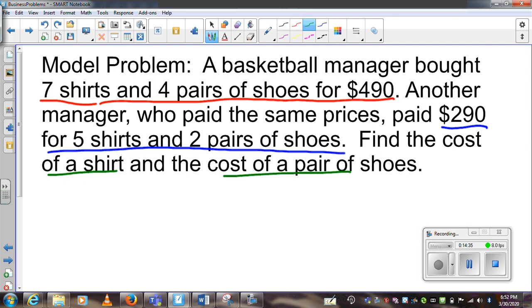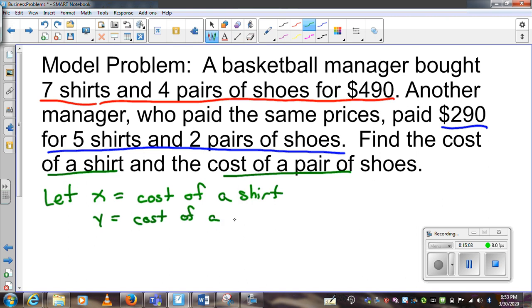Okay, so when I underlined here, hopefully you notice these. The red looks like an equation, the blue looks like an equation, and the green here looks like my let statement. I'm looking for the cost of a shirt and the cost of a pair of shoes. So let's let, this is going to be interesting. I'm not sure what variables to use. Maybe I'll just go back to just X and Y. Let X equal the cost of a shirt. And I'll let y then equal the cost of a pair of shoes.